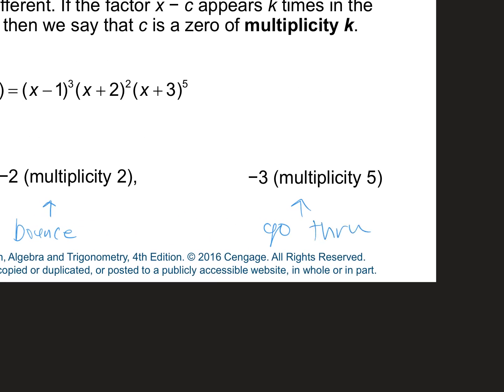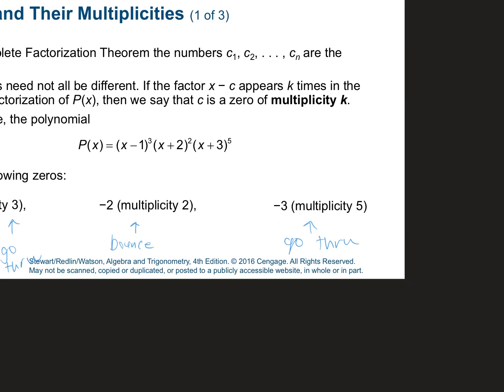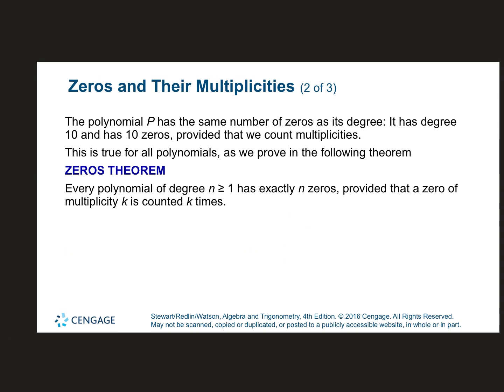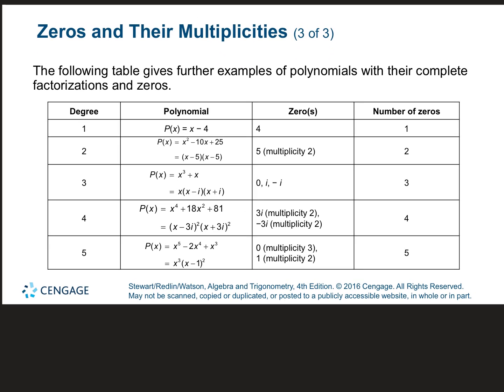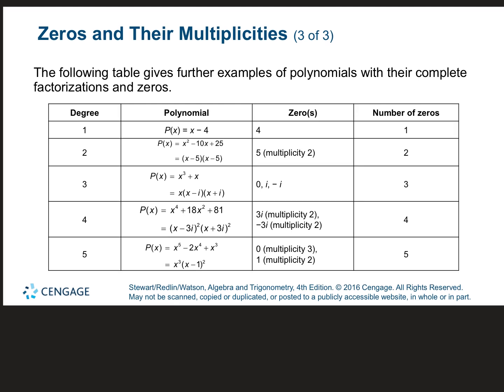Just remember what multiplicity means in terms of a graph. Multiplicity means you have the same zero, the same answer, more than one time. We just talked about that. This is just a little chart to show you. Degree is your highest exponent. This is what the polynomial would look like. Zeros are your answers, and however many answers you should have is the number of zeros. Whatever the highest exponent is, it matches how many answers you have. Okay? You with me?